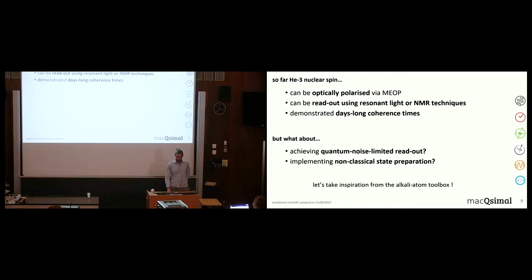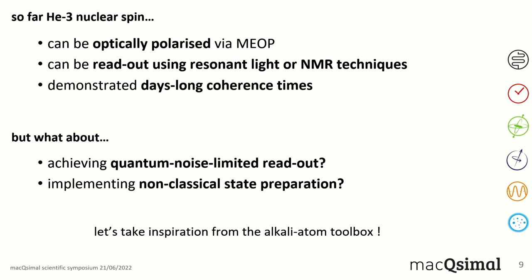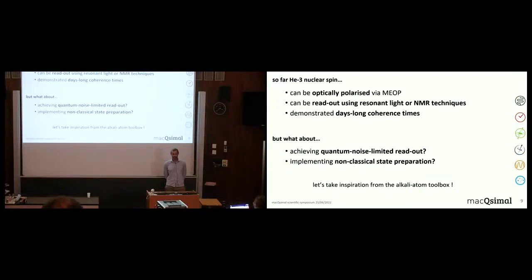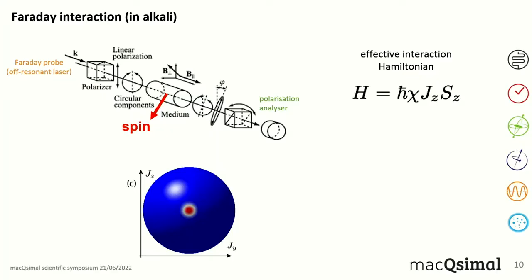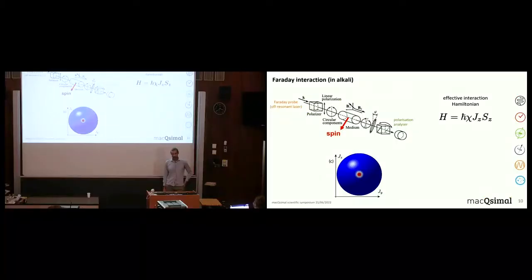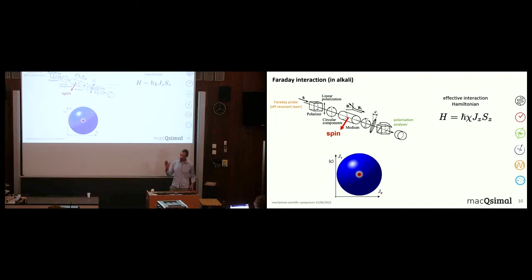But what about if we want to achieve quantum noise limited readout of the nuclear spin, or if we want to spin squeeze, so go to non-classical state preparation to improve measurement precision? So in order to do this, in this new system, we can take inspiration from what has been done in alkali atoms. And one of the main tools using alkali atoms is the Faraday interaction to perform a measurement-based state preparation.